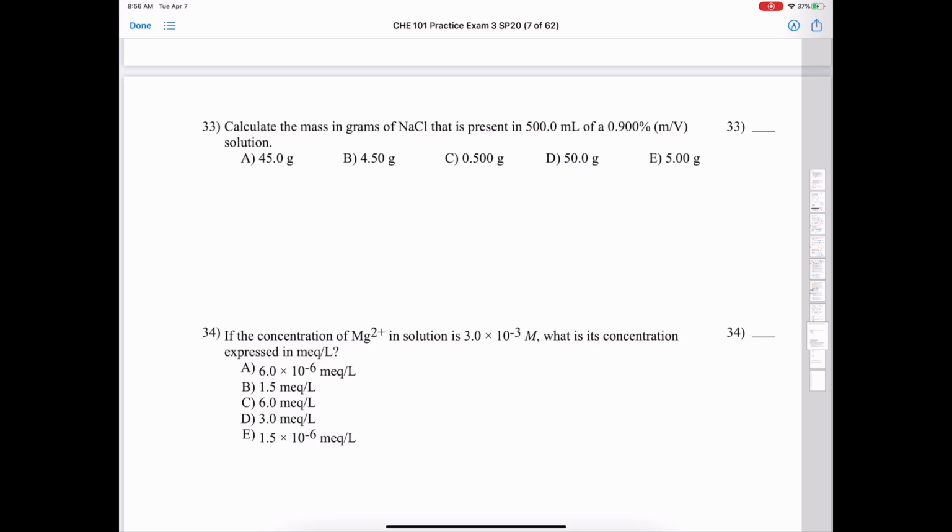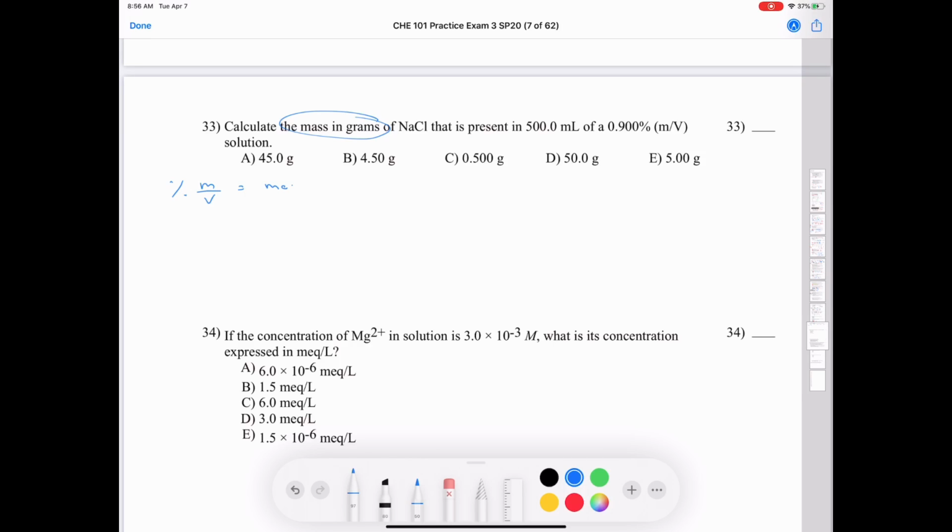Number 33, calculate the mass in grams of sodium chloride that is present in a 500 milliliter solution that is 0.900% mass over volume. So for that, if we're solving for the mass in grams, we're going to need the formula of percent mass over volume, which is percent mass over volume is equal to the mass of my solute in grams divided by the volume of the solution in milliliters multiplied by 100%. So we're solving for the mass of sodium chloride in grams.